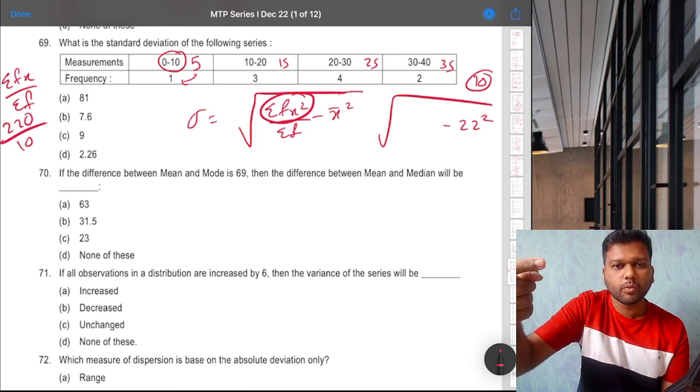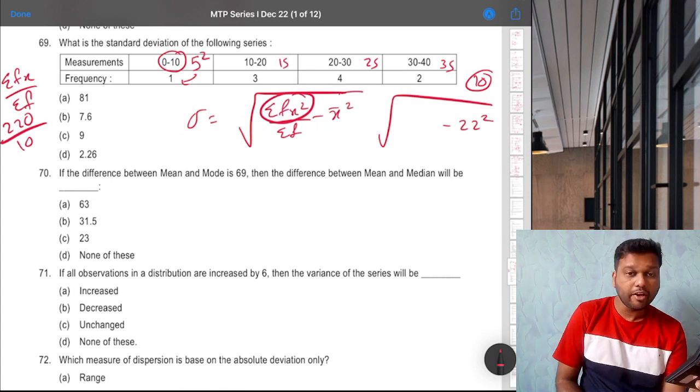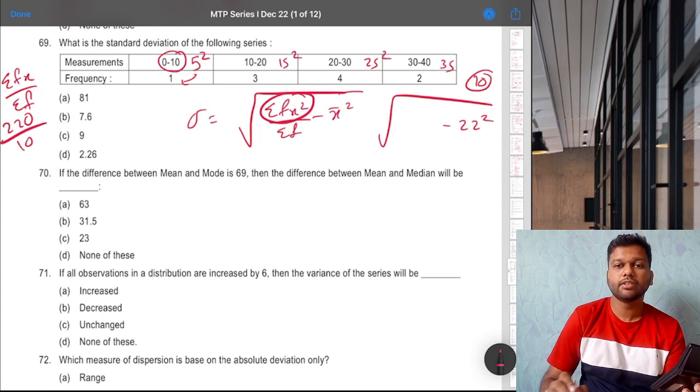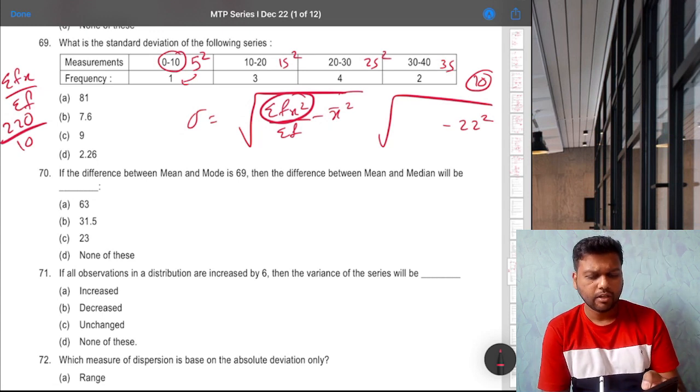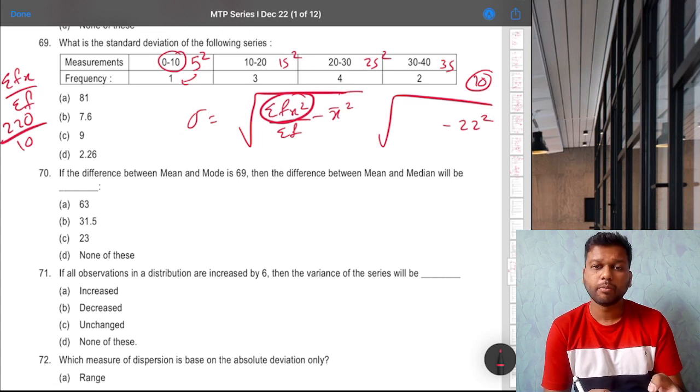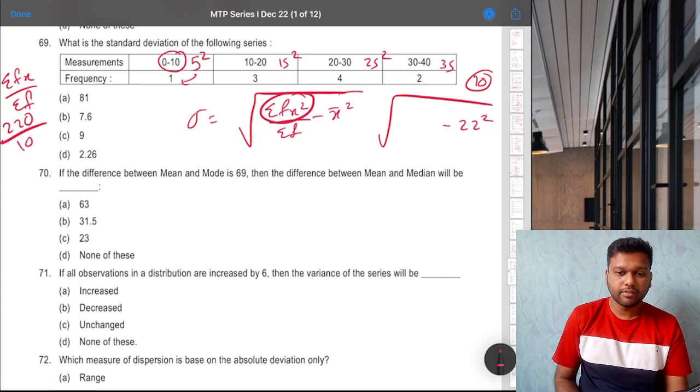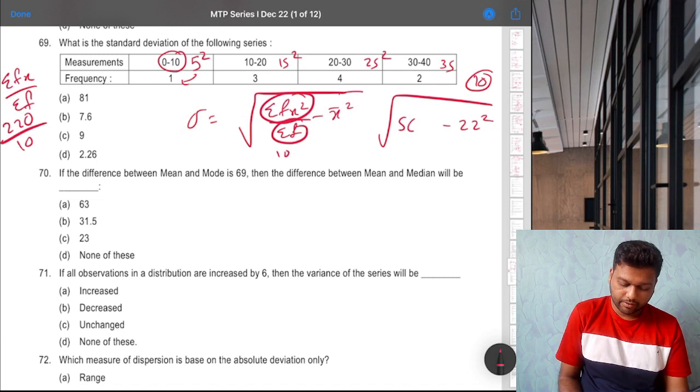Summation f x square, that is what? x square into f. M plus, 15 square into 3 M plus, 25 square into 4 M plus, 35 square into 2 M plus. Let's do it. 5 square into 1 M plus, 15 square into 3 M plus, 25 square into 4 M plus, 35 square into 2 M plus. If you press MRC, you get 5650 divided by 10, that is 565.